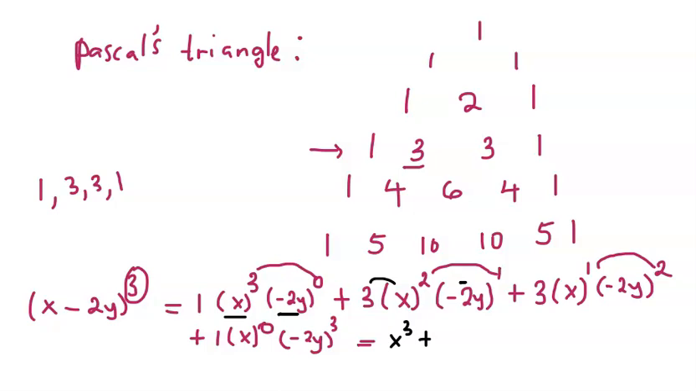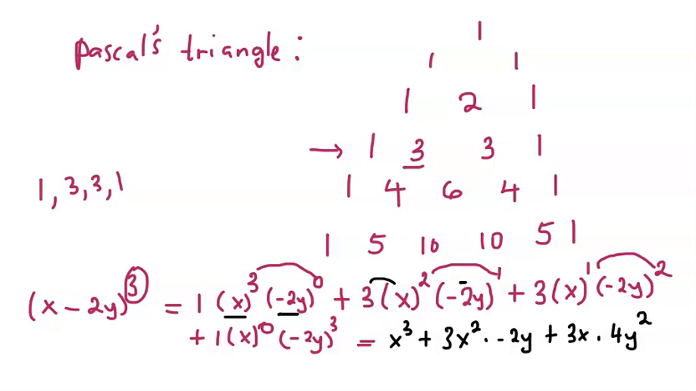So let's put just plus. Let us simplify everything. We have 3x squared, multiplied by negative 2y. Then we have plus 3 times x to the power of 1, which is 3x, then negative 2y squared. Remember the power is even, so we're expecting a positive answer. So this will give us 4y squared.